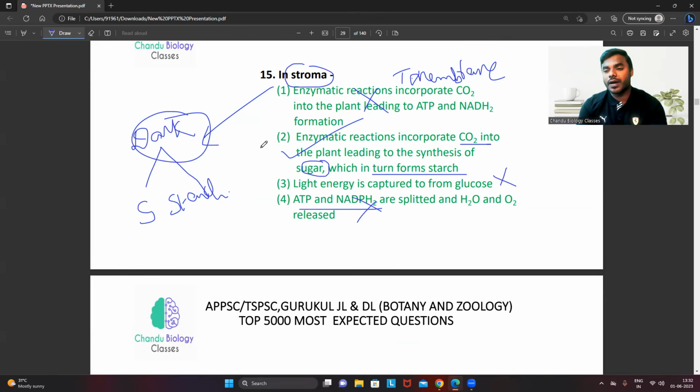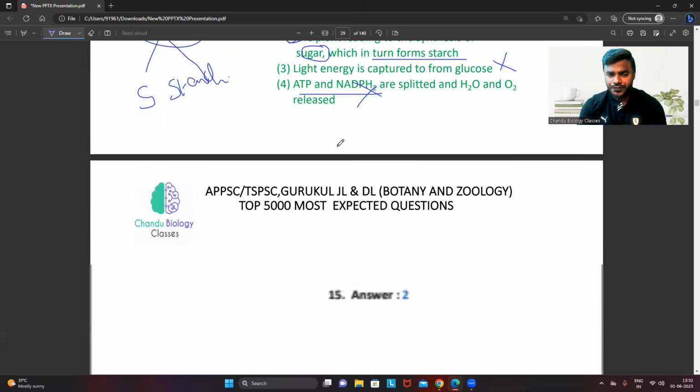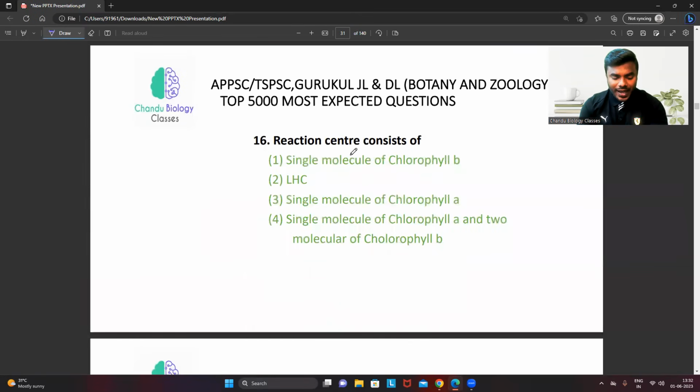Production of sucrose and production of starch will take place in the stroma. Hence, the correct answer is option 2. Reaction center consists of, we discussed this in the morning only, right? Reaction center, basically, it consists of what?